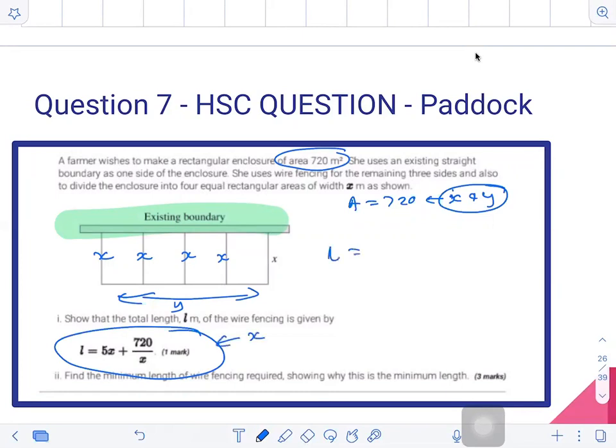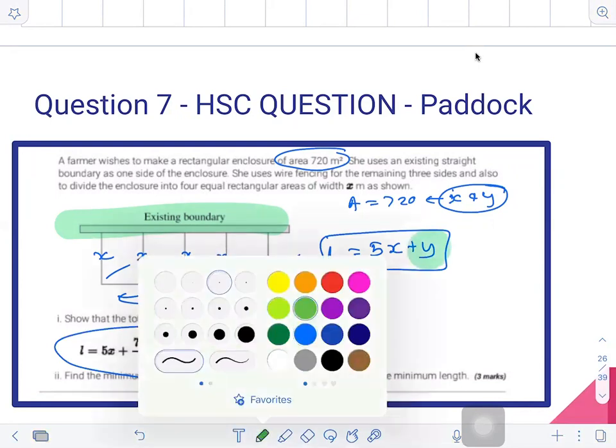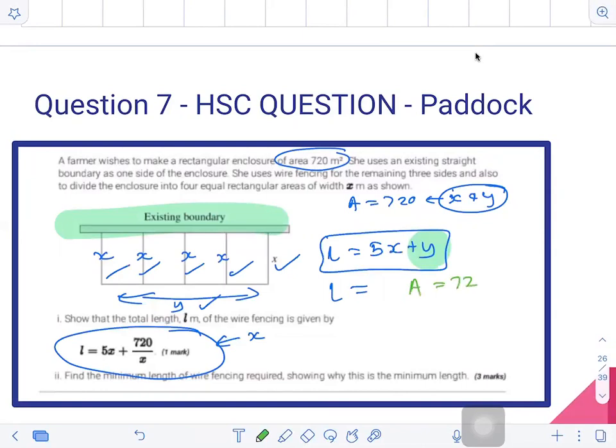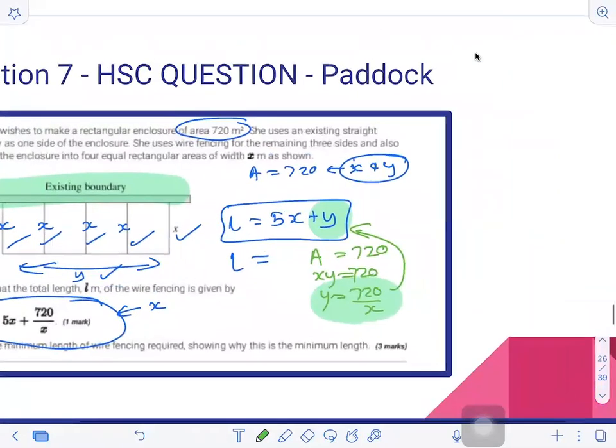So at the moment, the length of the boundary would be 1, 2, 3, 4, 5, x plus y. Okay, so the length of the boundary, we need to now work out how to get y. So to get y, we say the area is 720. So xy equals 720, so y is 720 on x. And then we plug it into length equals 5x plus y. So length is 5x plus 720 on x.